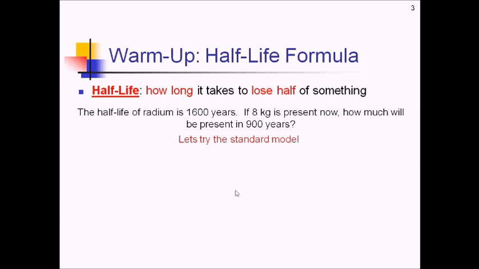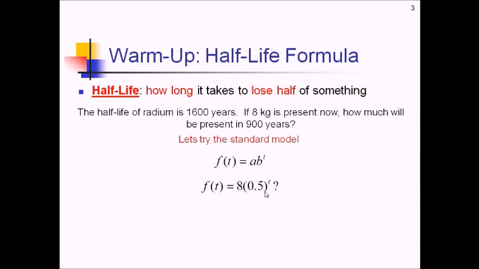So we have f of t equals ab to the t. That's the standard model that we used in the last lesson. And our a value, we're starting with 8 kilograms. The b value, we're multiplying by 0.5. And if we plug those things in, this is what we're faced with.